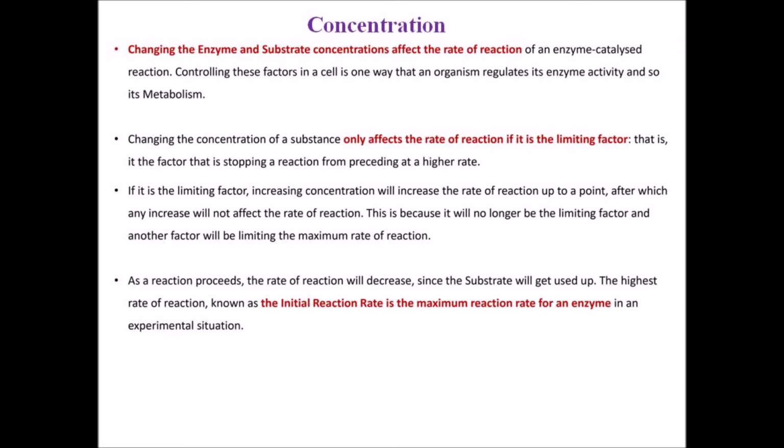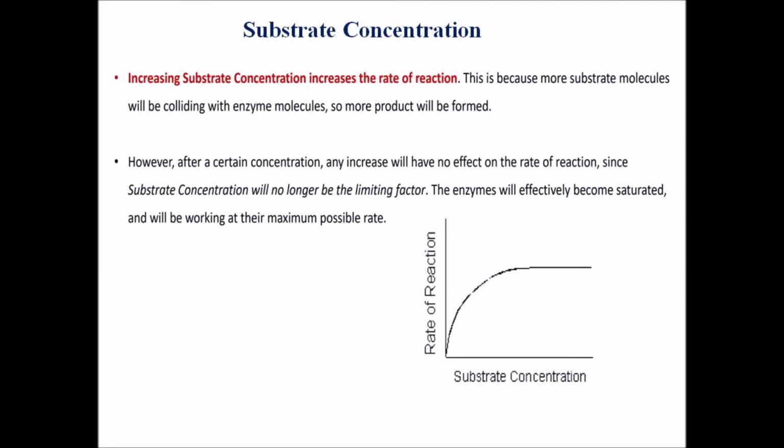Concentration is one of the major factors affecting enzyme activity. Changing the concentration of both enzyme and substrate affects the rate of an enzyme-catalyzed reaction. Changing the concentration of a substance only affects the rate of reaction if it is the limiting factor. As the reaction proceeds, the rate of reaction will decrease since the substrate will get used up. The highest rate of reaction, known as the initial reaction rate, is the maximum reaction rate for an enzyme in an experimental situation.